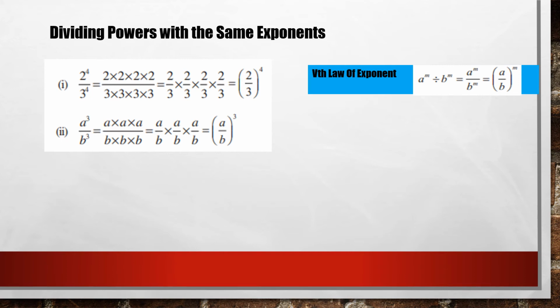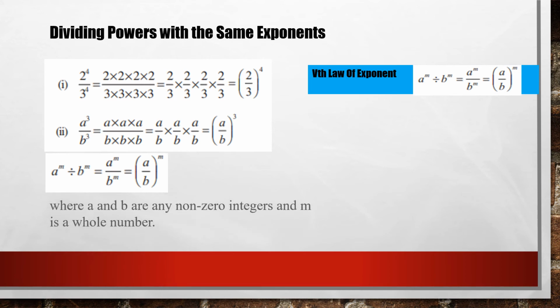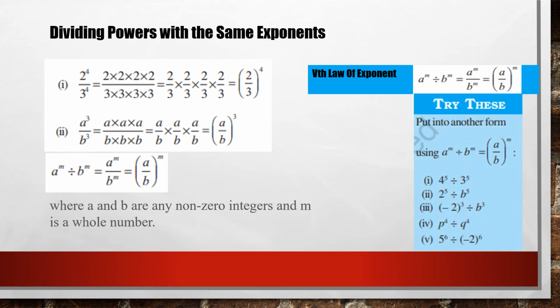Second one, a cubed divided by b cubed is equal to a into a into a the whole divided by b into b into b. Here also we can rearrange and write this as a by b the whole raised to 3. From these examples, we may generalize a raised to m divided by b raised to m is equal to a by b the whole raised to m, where a and b are any non-zero integers and m is a whole number. Let us try this question by using this law.